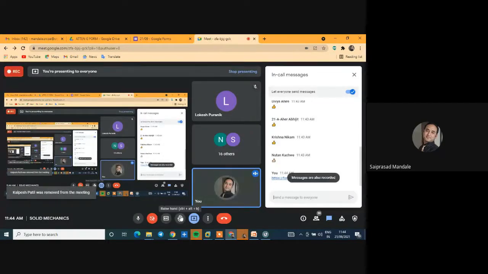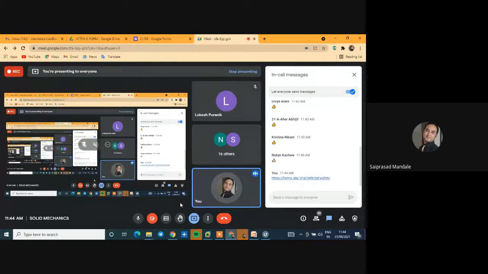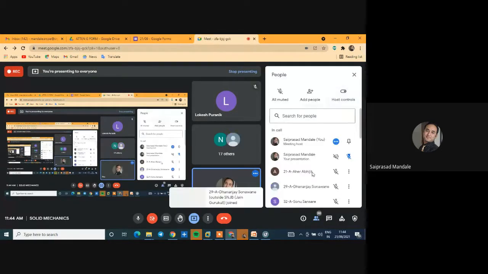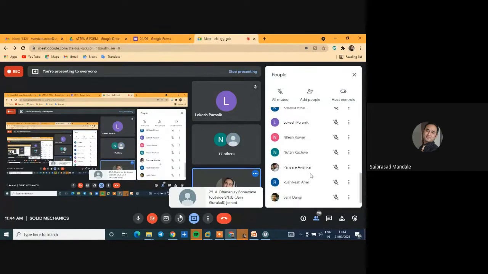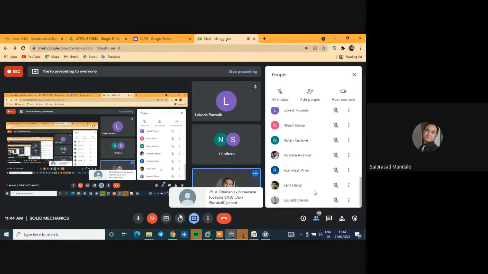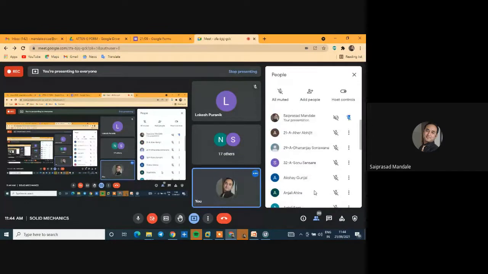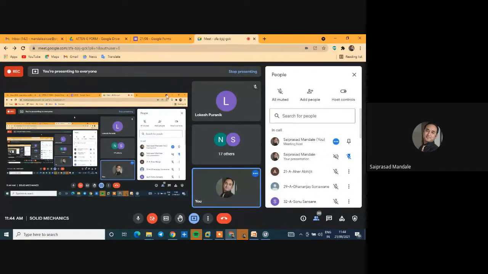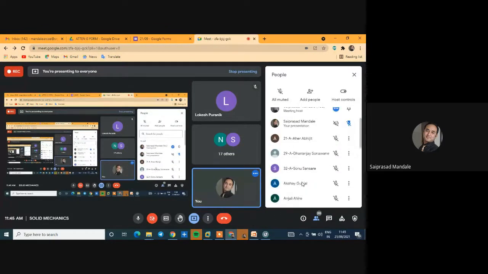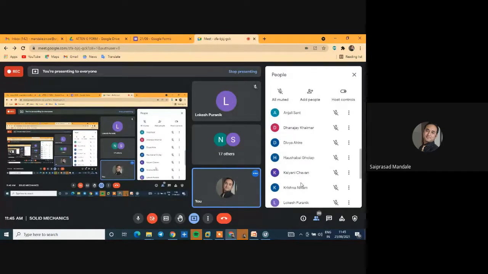Kalpesh Patil was removed from the meeting. So is there Kalpesh Patil? Kalpesh Patil is there. Kalpesh Patil is there. Kalpesh Patil.